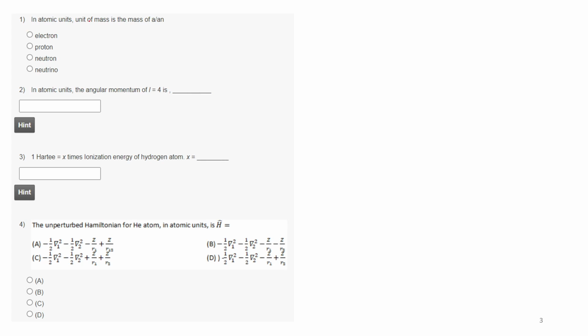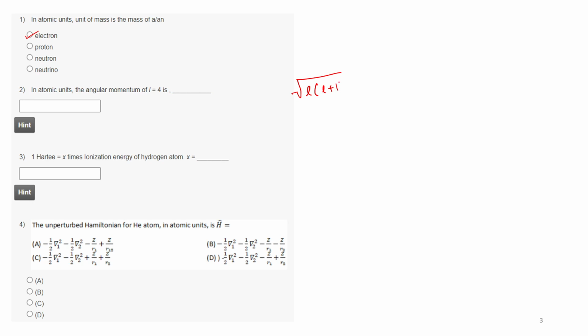Okay. So in atomic units, the unit of mass is the mass of an electron, right? Yes, that is discussed in the lecture video itself. So that 9.11 times 10 to the minus 31 is what we are using as one atomic unit. Now in atomic units, the angular momentum L is equal to 4, and we have already solved that, right? Yes, root 20.